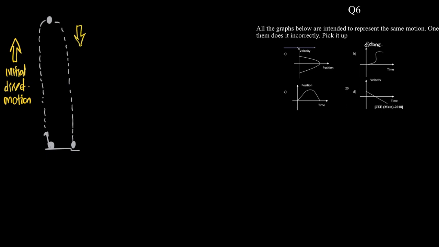And after the first half, I would say after the topmost point, it is the final direction of motion, right? Final direction of motion. What I'm trying to say is the initial direction of motion is towards the positive side and the final direction is towards the negative side. Okay. So we need to keep this point in mind.